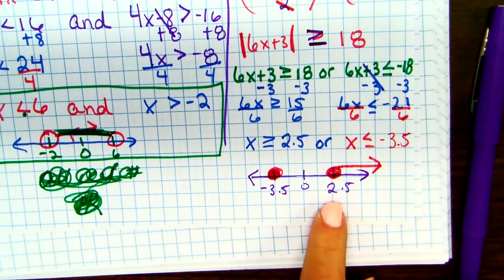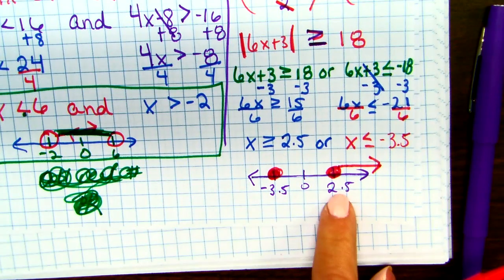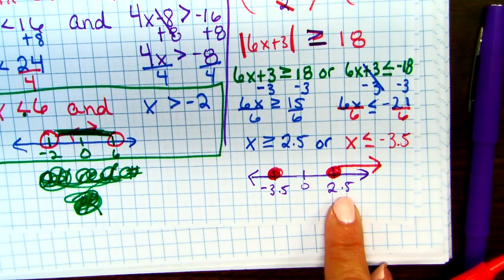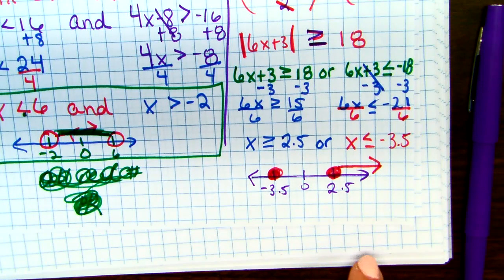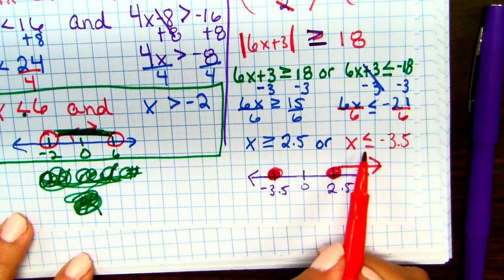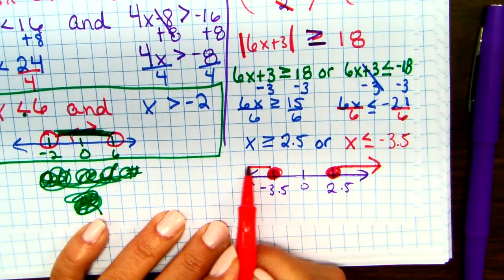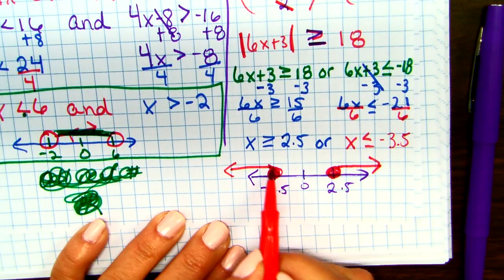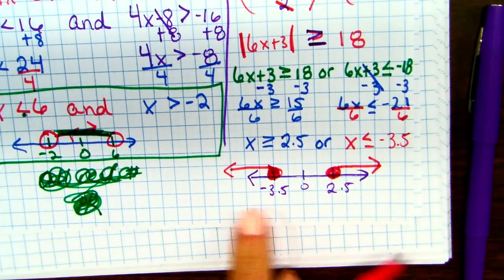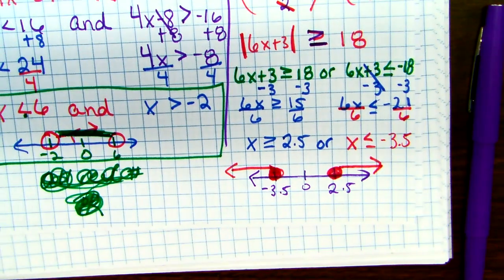That's a visual representation of that. 2.5, including that 2.5, and all the numbers to the right, which are greater. Or we have all the numbers that are less than negative 3.5. So less than would be to the left. That's a really good visual representation. You can have peanut butter or jelly, one or the other, okay?